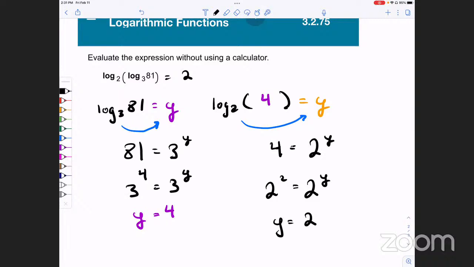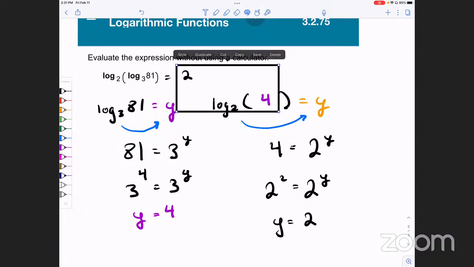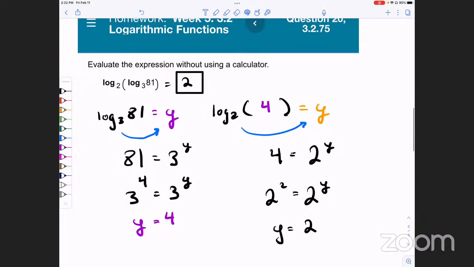And then now we can check this in the calculator before we submit it. I know it says to do it without a calculator, but it doesn't mean we can't check it with the calculator. All right, so let's see if we can get this going.